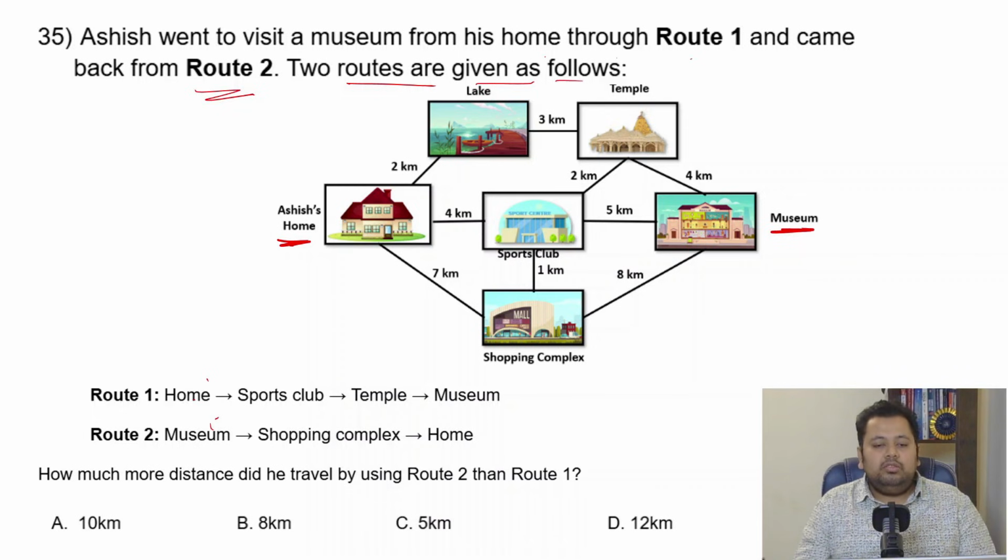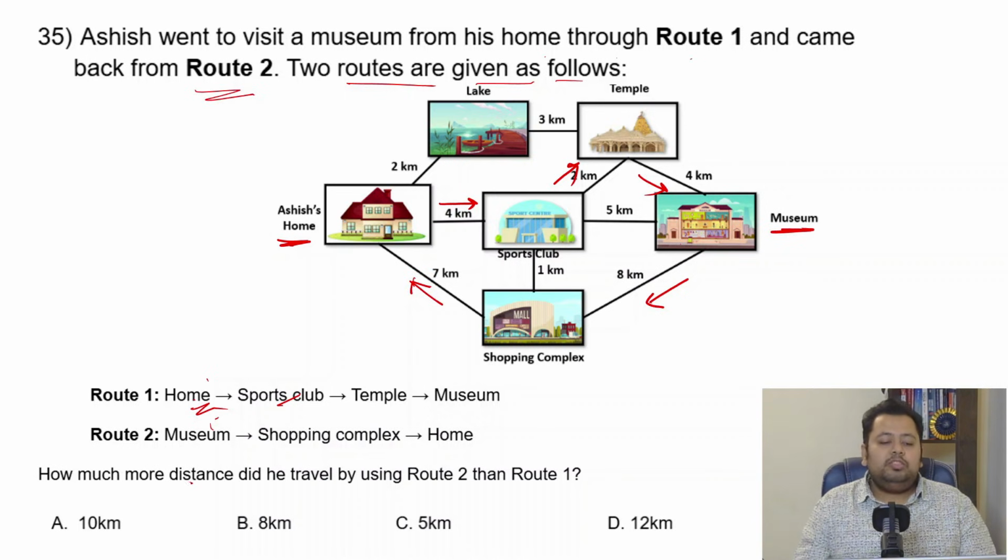So Ashish goes route 1. So what is route 1? This from home to sports club. So this is first from sports club to temple. So this is the one, and from temple to museum. Correct. So this is some distance. Then while returning, the route 2 is from museum to shopping complex and from shopping complex to home. Correct. So he takes this distance. So this is how he travels.